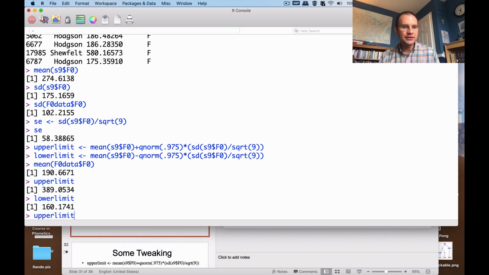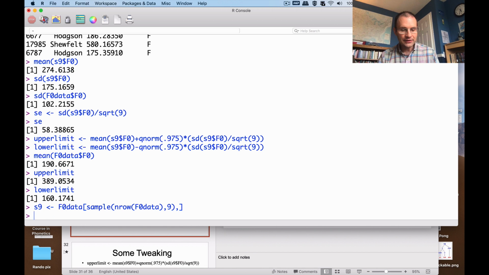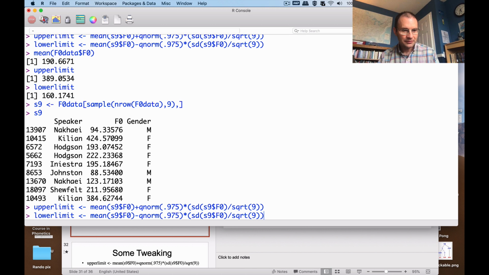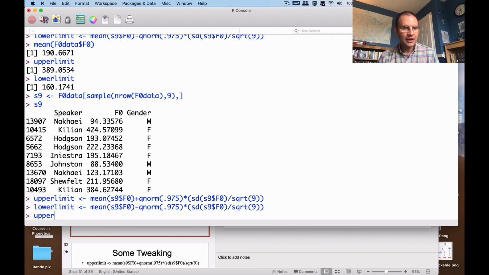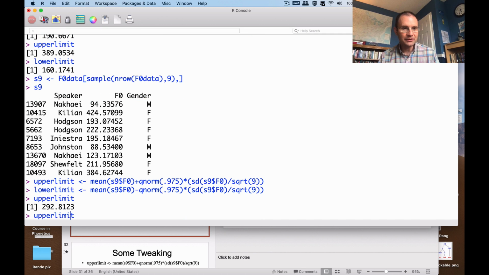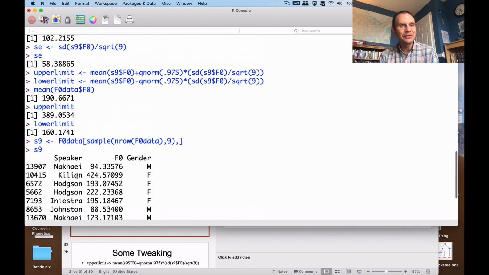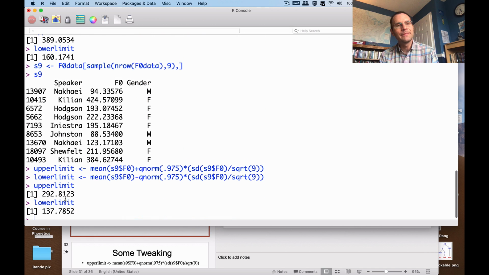So by trying it again, all I'm going to do is run the experiment again, so-called, by taking a different sample of 9 rows of the F0 data. Yeah, so we look at this again, slightly different numbers. I think we just need to do this. Right, so let's calculate the upper limit again. S9 has changed, but doesn't matter to R what happened there. And if we look at the upper limit, it's 292. If we look at the lower limit, it is 137. So we still luckily have the mean within that confidence interval. We just have a different confidence interval.